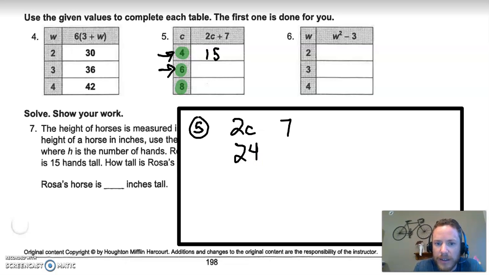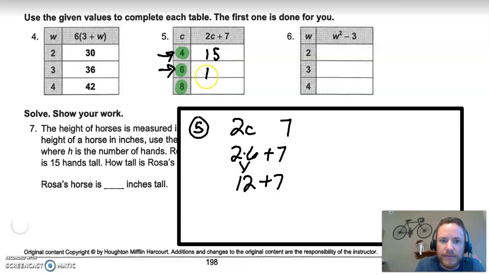I know it kind of looks like it does, but 2 right next to c, and we've taught you this, 2 right next to c means 2 times c. So on the second problem, it's not 26, it's 2 times 6. That's why I'm squeezing a little dot in there. And then after you do 2 times 6, you're going to add 7. 2 times 6 is 12, plus 7 is 19.